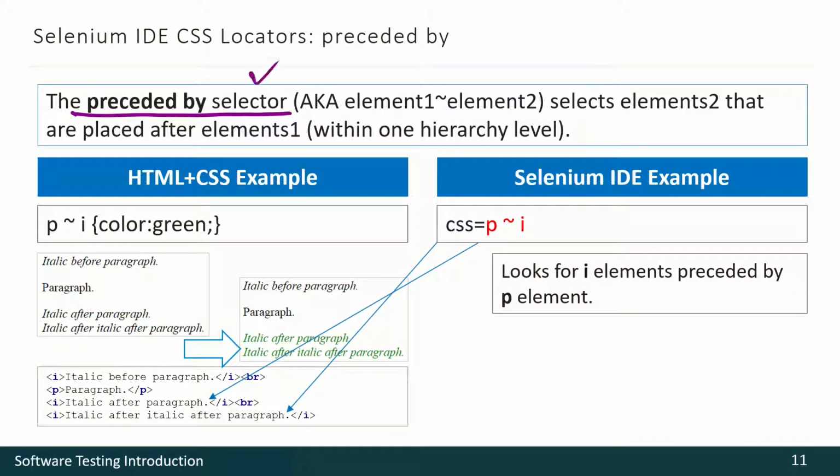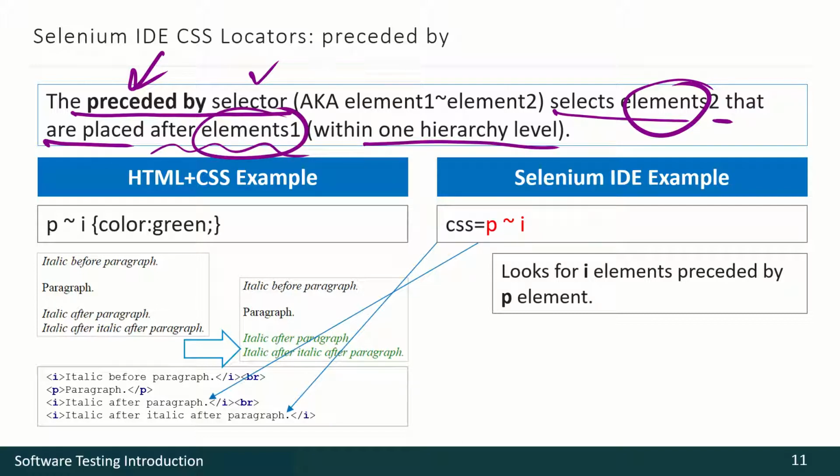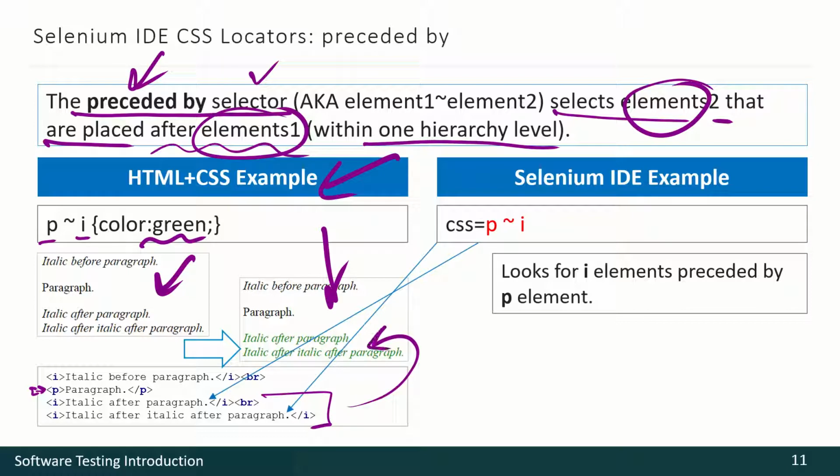And one more locator that works with a sequence. It selects elements that are located after other elements with one hierarchy level. Here we see the example. We want some italic text after any paragraph to be green. Here's before and after, and we see the paragraph here, and any italic text after the paragraph has become green. But this italic text is not green because it's not after that paragraph, it's before that paragraph.